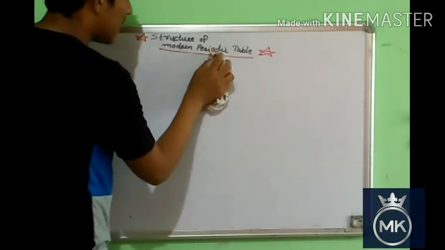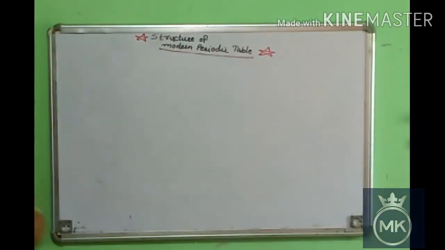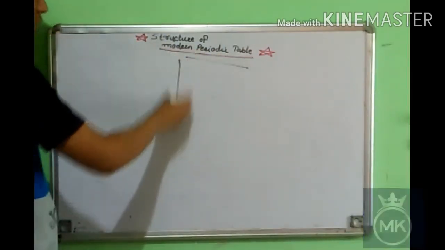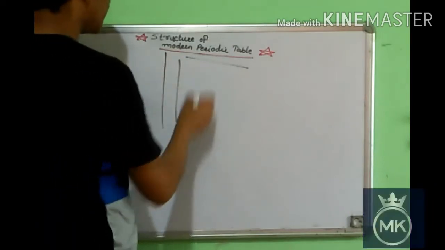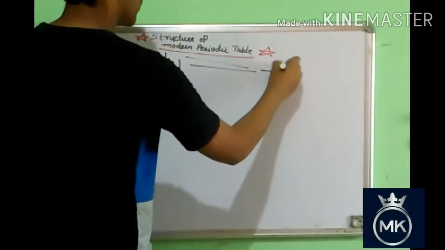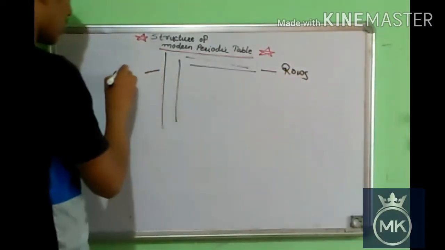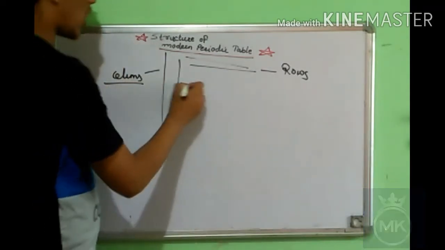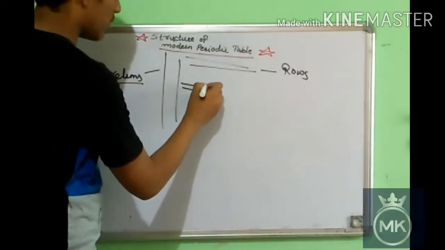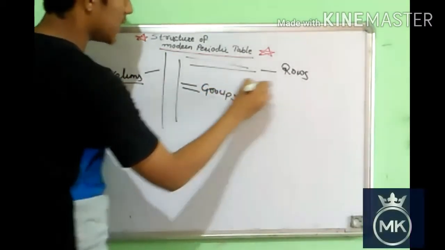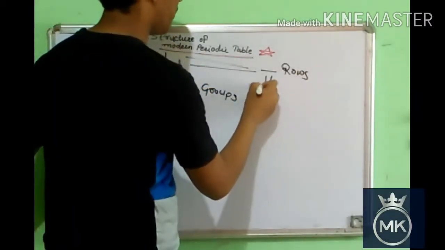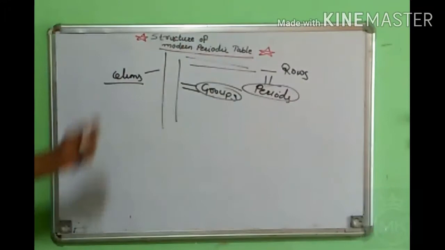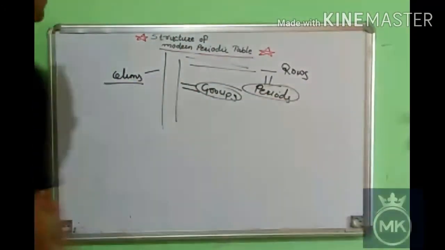Friends, in the modern periodic table, some are horizontal rows and some are vertical columns. These are called vertical columns and these are called horizontal rows. Friends, vertical columns are called groups and horizontal rows are called periods in the modern periodic table structure. In the language of the modern periodic table, columns are called groups and rows are called periods.